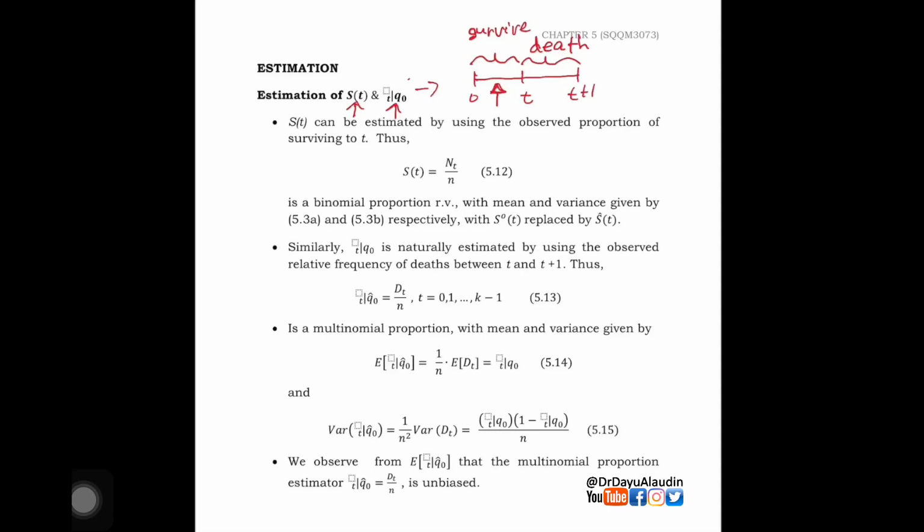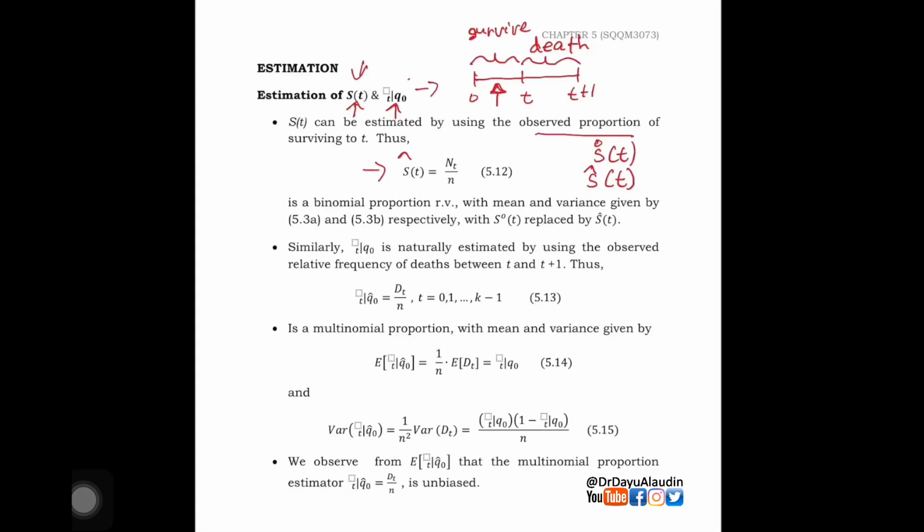And S(t), as you know, is a survival function. And then we already learned that for the observed proportion we use S(t). For estimation we use S(t) with a hat, isn't it? So today we will go for estimation of S(t) equal to N_t over N.